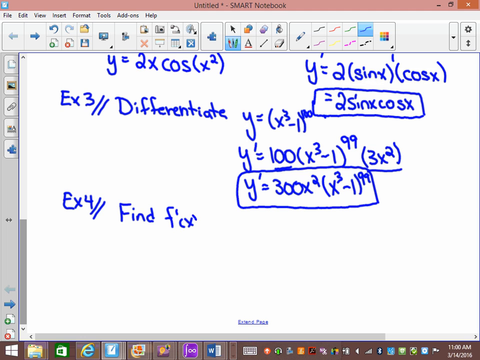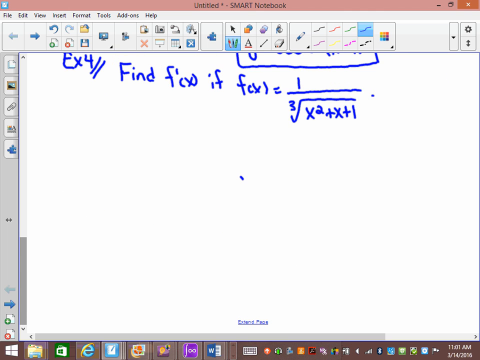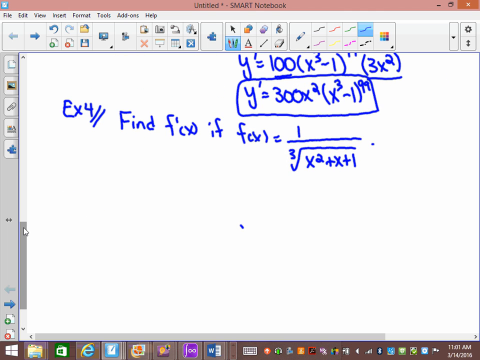Find f prime of x if f of x equals 1 over the cube root of x squared plus x plus 1. Please don't do quotient rule. It's 1 over something. If it's 1 over something, I always bring it up and then you can just do chain rule anyways, because you can just bring it up as a negative exponent, right?